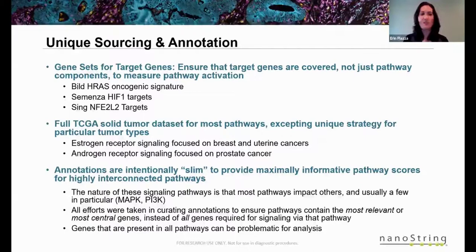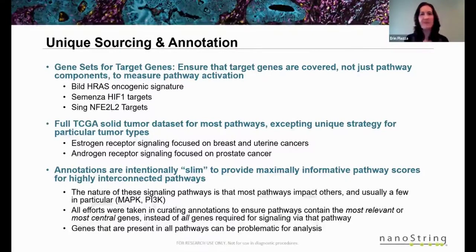We also used the full TCGA solid tumor dataset for most pathways, but with the exception of a key few. These included the estrogen receptor signaling panel, estrogen receptor signaling, of course, which only has signal in breast and uterine cancers. And then further, the androgen receptor, which we focused on prostate cancer, as most of the signal for that pathway as well is only going to be seen in prostate cancer. And we wanted to make sure that we selected the genes that were going to be most informative in those specific cancers where they have relevance.